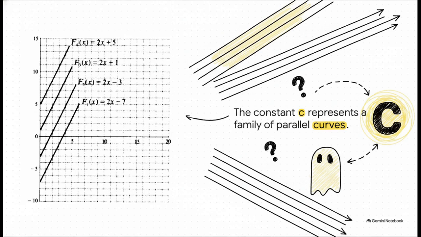As you'll see on this graph, functions like 2x plus 5, 2x minus 3, and 2x minus 7, they all have the exact same slope, which means they have the exact same derivative. So without knowing C, we don't just have one single curve, we have an entire parallel family of them.